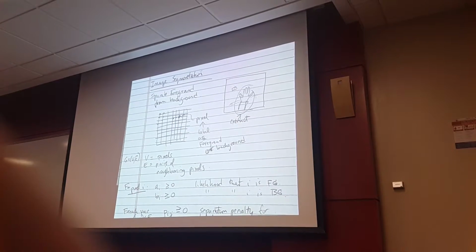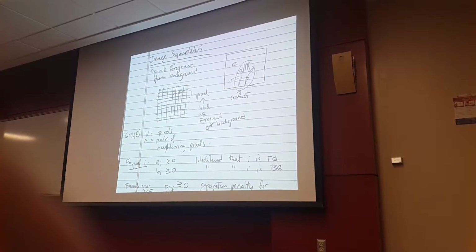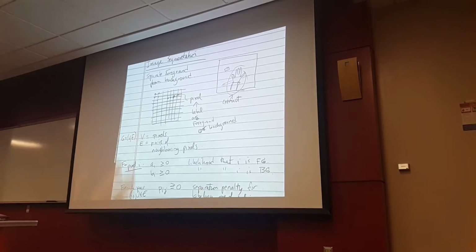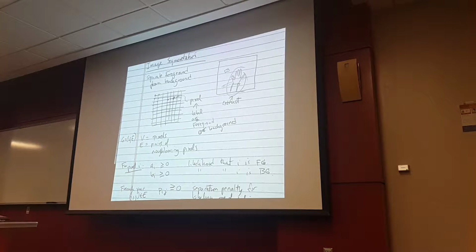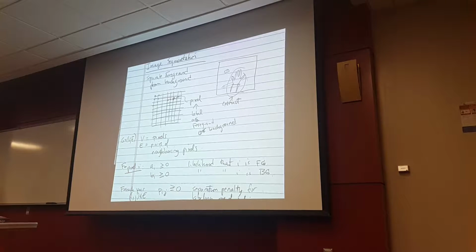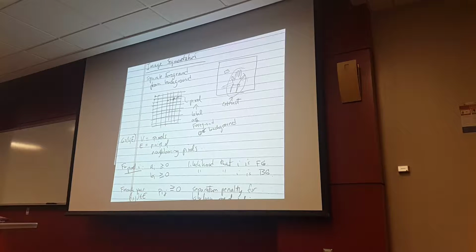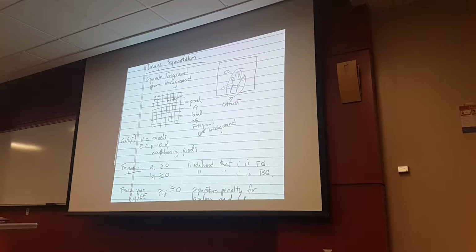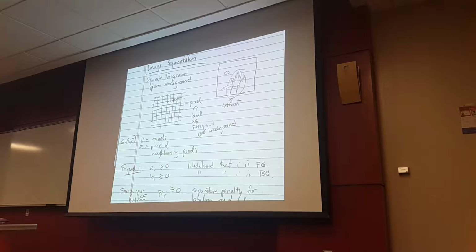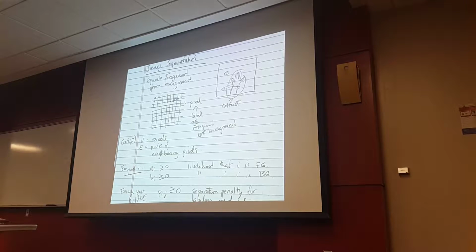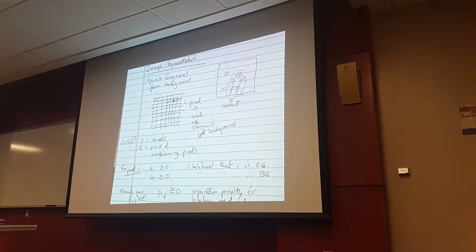Okay, so here's where we were. Let me just get you where we are. Here we have the problem. It's called image segmentation, and in fact, this is a huge topic in computer science and computer vision. If you look at the literature, it's enormous.